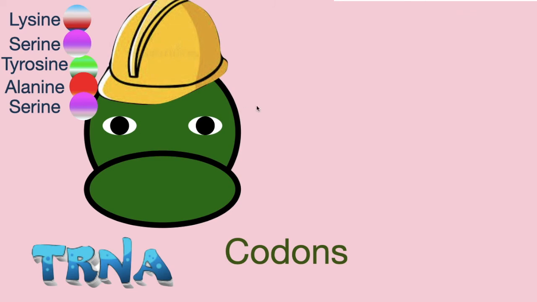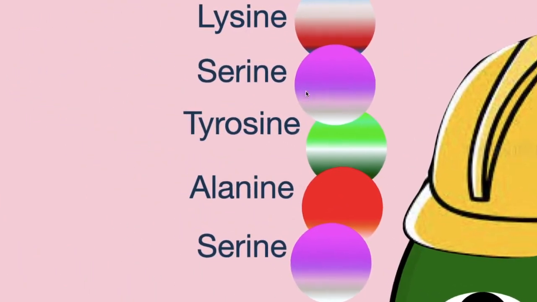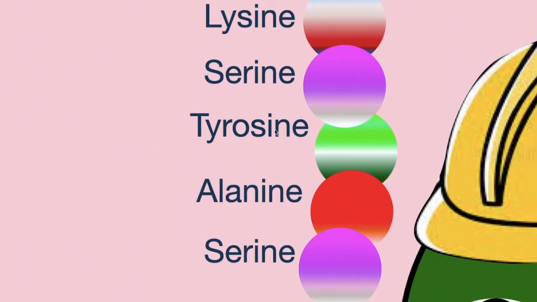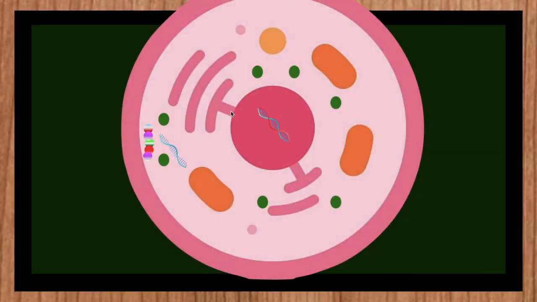So now our chain is lysine bonded with serine bonded with tyrosine bonded with alanine bonded with serine. Since this is only 5 amino acids bonded together, we'll call this a peptide chain, not a protein, because proteins are complex peptide chains, and peptide chains are just small bonds of amino acids. So this will be a peptide chain, and now it is going to do functions in the cell.